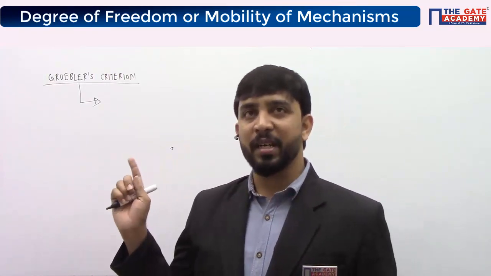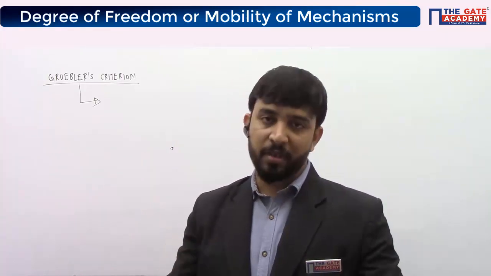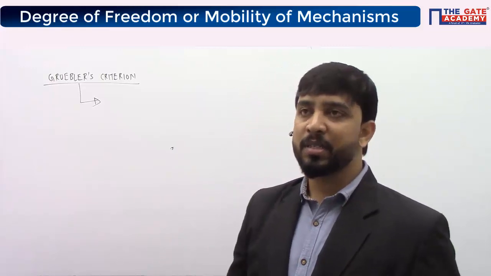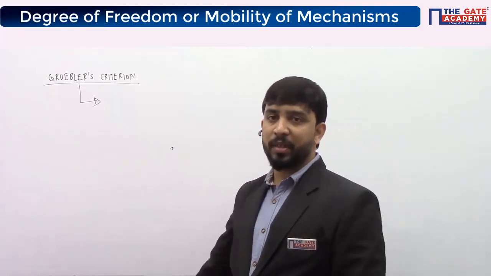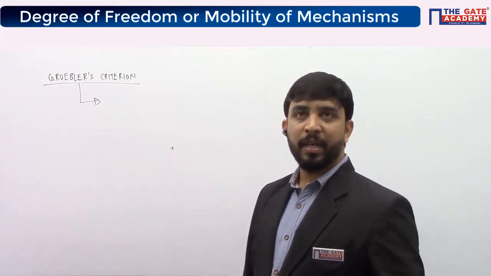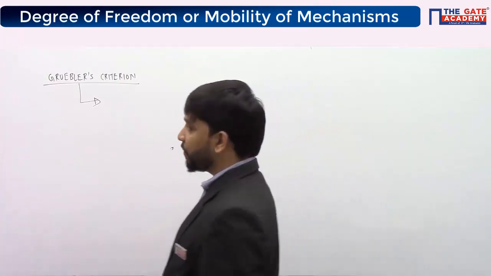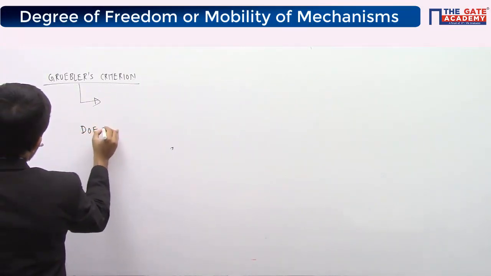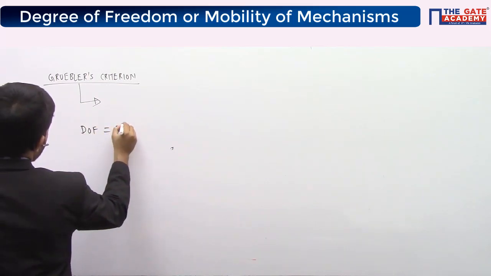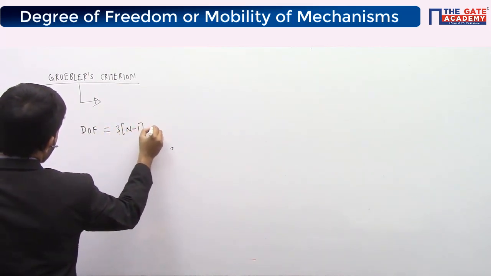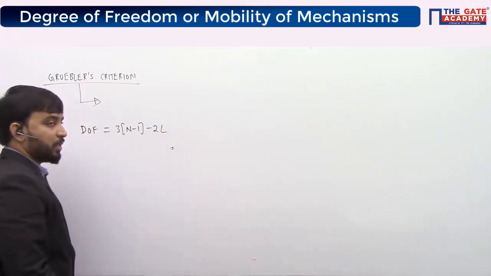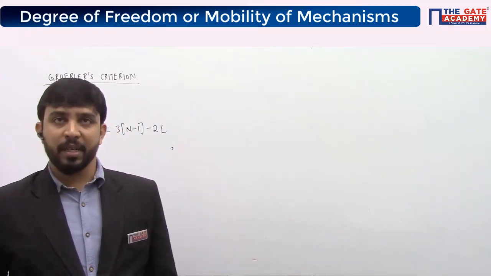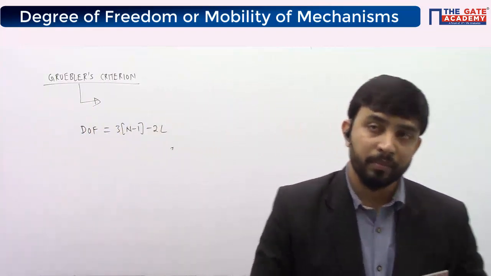Whereas Gruebler's criterion is restricted only to mechanisms which contain only lower pairs. So Gruebler's criterion cannot be used for calculating degrees of freedom for mechanisms with higher pairs. This is only for lower pairs or linkages. According to Gruebler's criterion, degrees of freedom is 3 times (n minus 1) minus 2 times the lower pairs. There is no higher pair term in Gruebler's criterion.